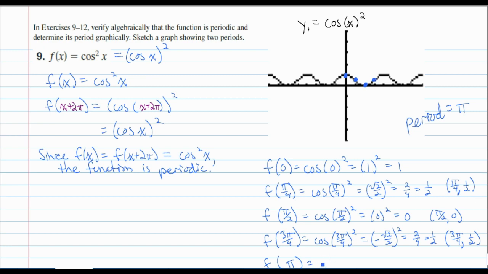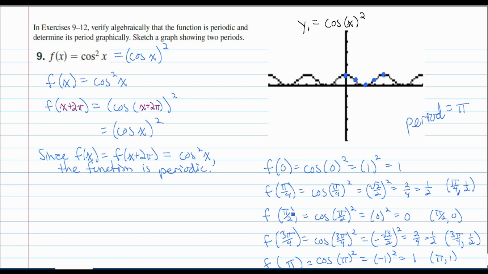Last but not least, the cosine of pi squared. The cosine of pi is -1. We're still squaring it though, so the final value is 1. Pi comma 1 is the last point in that period that I have evaluated.